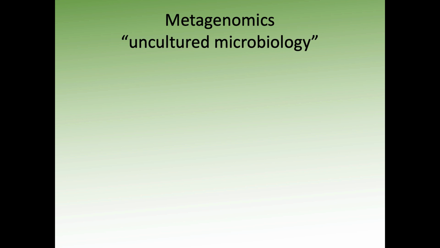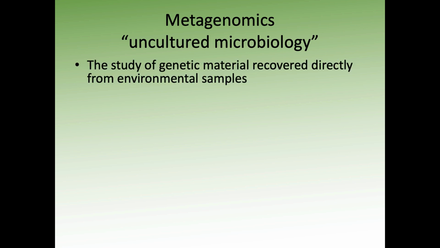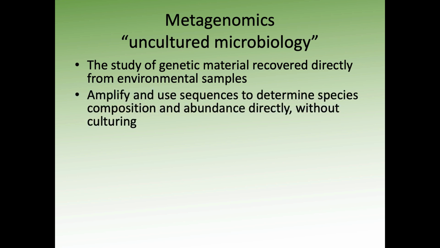To address this, one of the big changes from a genomics perspective is taking what's known as a metagenomic approach to studying microbial communities. Some refer to this as uncultured microbiology, which is a play on words, right? It's uncultured because you're not culturing anything, but some might argue it's also uncultured because it's kind of coarse in its approach. Basically, you go out and collect genetic material from the environment. Then you can amplify that material or sequence it directly, and use those sequences to determine species composition and abundance without culturing.